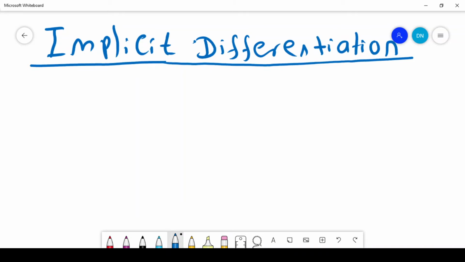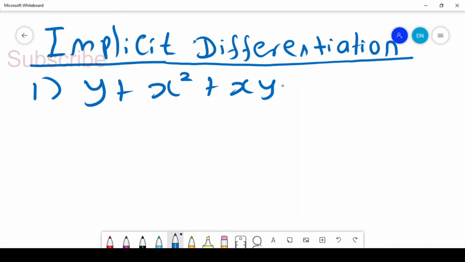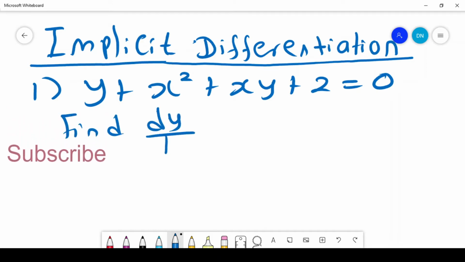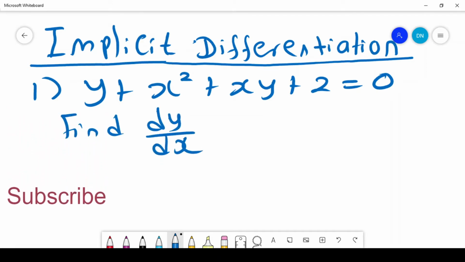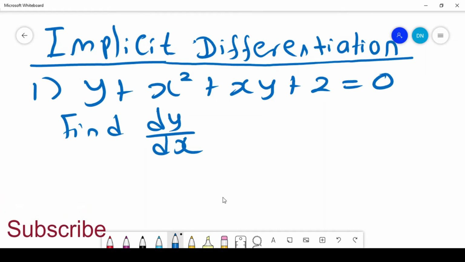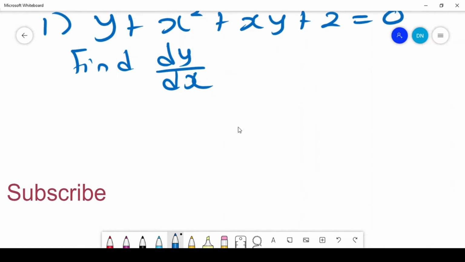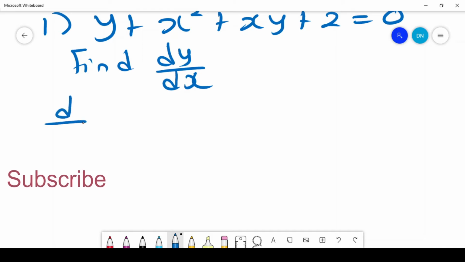Implicit differentiation is what we want to look at. If we are given an equation of this form, then we are told to find dy/dx. Because we have a combination of both x and y in the equation, we're going to apply the knowledge of implicit differentiation. So I'm going to differentiate everything with respect to x.